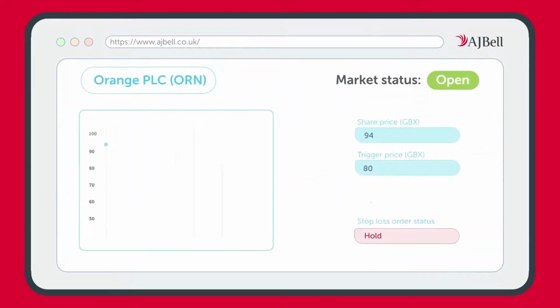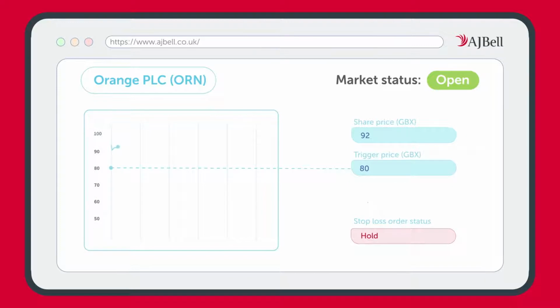A stop loss order kicks in when the share price drops to or below the trigger price you set. Our systems will then automatically try and place an order to sell the shares at the current market price. This means your sale price won't necessarily match your trigger price. If the share price is fluctuating a lot, your sale price could be much lower. This is why your bottom price is important.